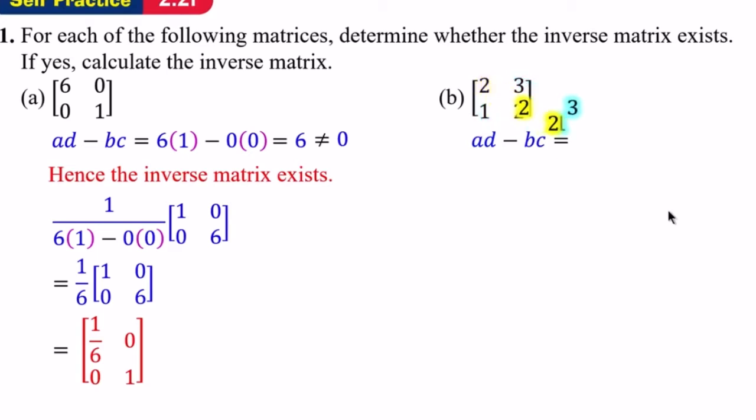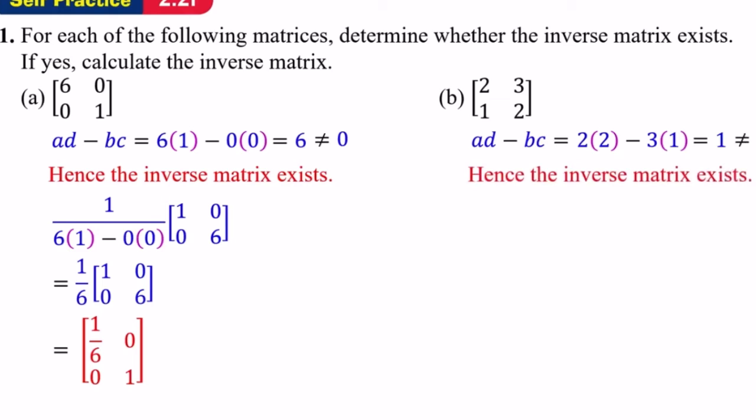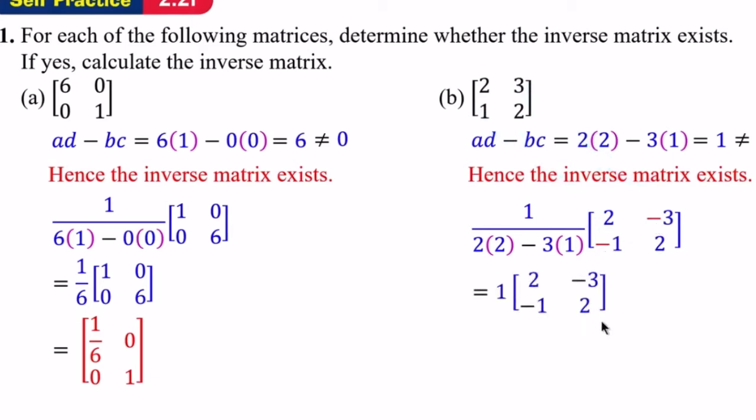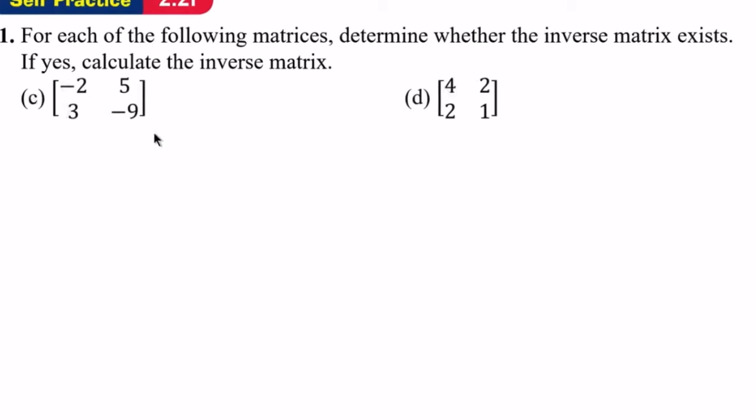Alright, so 2 times 2 minus 3 times 1, we will be getting 4 minus 3, which is actually not equal to 0. So it means that this one has an inverse matrix. So 1 over 2 times 2 minus 3 times 1, and then we change the position for 2 and 2, and the sign will be negative 3 and negative 1. So if we simplify, we will get the answer in the simplest form. Alright, so we have solved the inverse matrix.